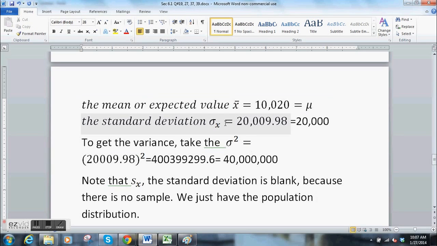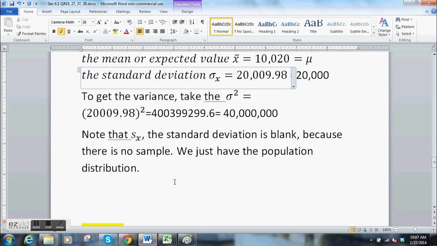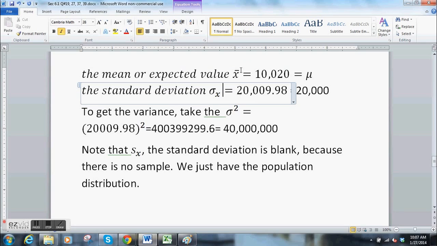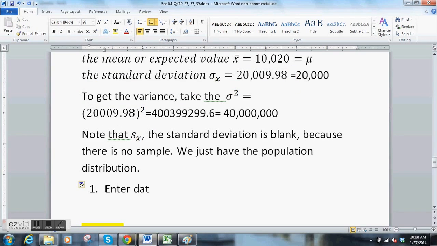Okay, so that's essentially the easy way to do it, is to put all the information into your calculator. It will give you x bar, which is the expected value or mean, and then it will also give you this sigma x, which is the standard deviation. You take that and you get the variance. So if you're doing it on your calculator, 1, enter the data. 2, find x bar, or the expected value of x. And then 3, find sigma, which is the standard deviation, and 4, find the variance.